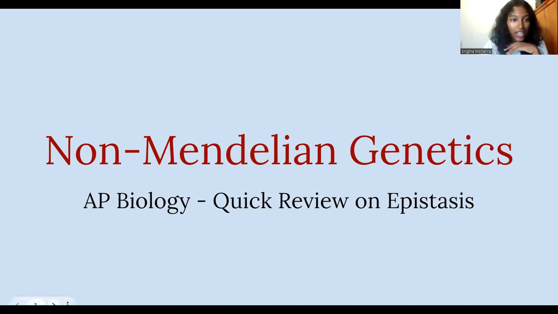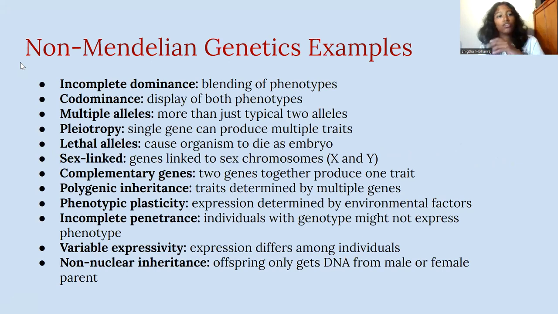So definitely look further into what you're interested in. To go to the next slide, this is where I talk about some examples. The two most common forms of non-Mendelian genetics you'll probably hear about are incomplete dominance and codominance. These are often mixed up, but they are very different. Incomplete dominance is when phenotypes blend together. So basically, if you had a red flower and a white flower and their offspring was a pink flower, that would be incomplete dominance. Codominance is when there's a display of both phenotypes. So let's say if you had a red flower and a white flower, you won't get a pink flower, but you'll get a spotted red and white flower. So you're showing both phenotypes.